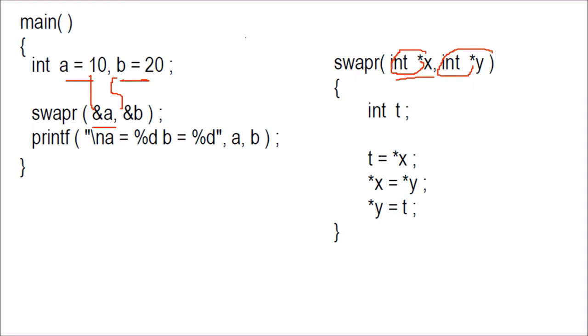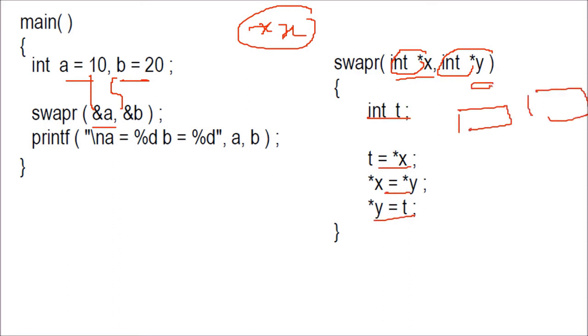Now, star x is nothing but the value at x, so this will simply be a variable. So we take a temporary variable and do the same thing we have done. Now the memory locations pointed to by A and B are also pointed to by X and Y. So this is X, this is Y. X is pointing to the location A is pointing to, and Y is also pointing to the location B is pointing to. So when you do 10, 20, and when you swap, 20 comes here, 10 goes here.